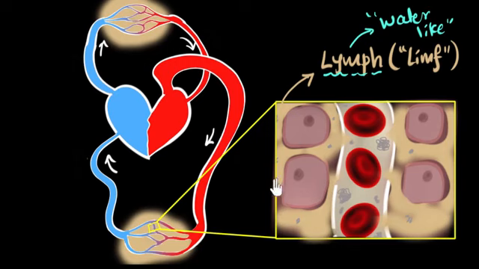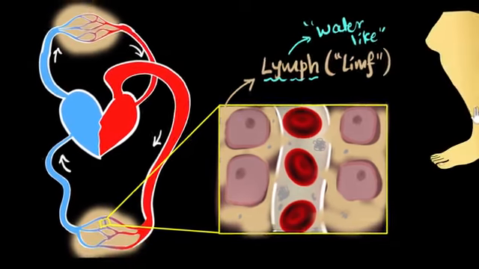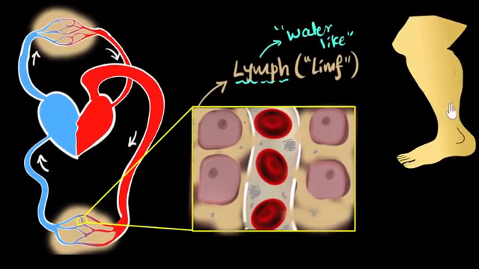Secondly, as this lymph starts getting accumulated within our tissues, it starts pushing on the cells and the tissues start getting puffed up. And that causes swelling. That means our organs will start swelling up. And that's one of the reasons why in elephantiasis our limbs swell up. This is because of the accumulation of the lymph over there.